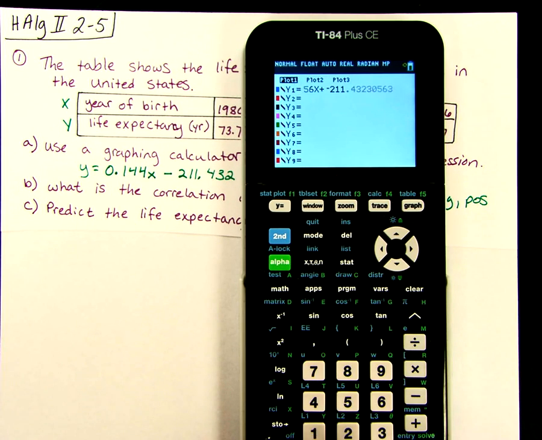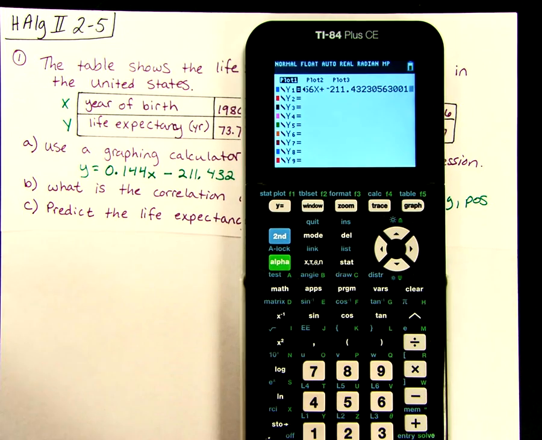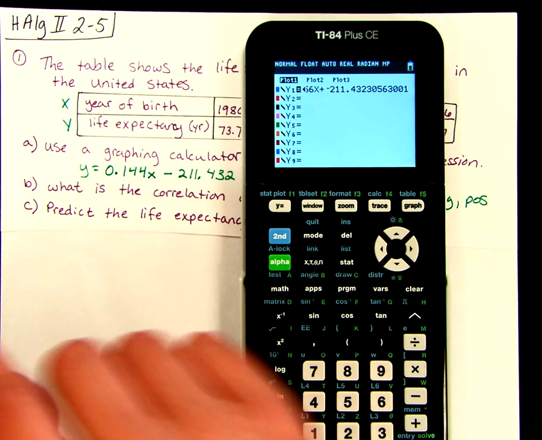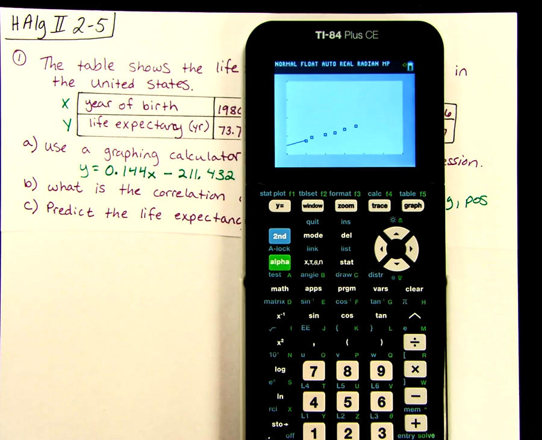So we're going to press enter. And then you can see that our calculator kind of copy-pasted our equation that we already calculated into our y equals. So once that's there, we're going to press our graph key. So it looks like it's going through our points really nicely.